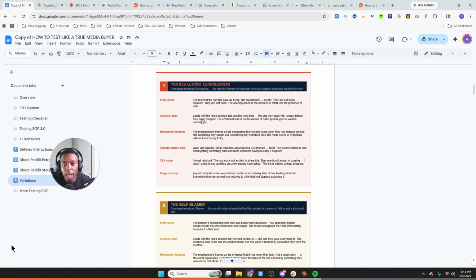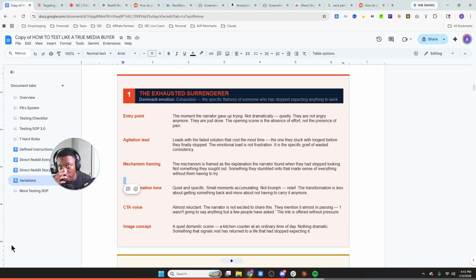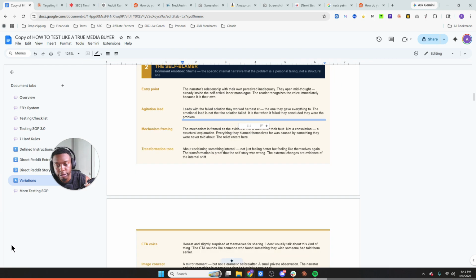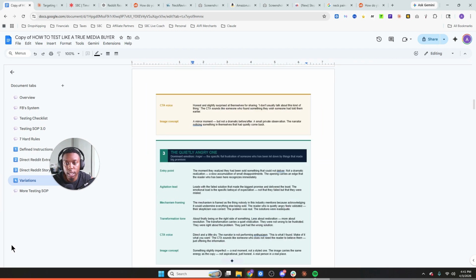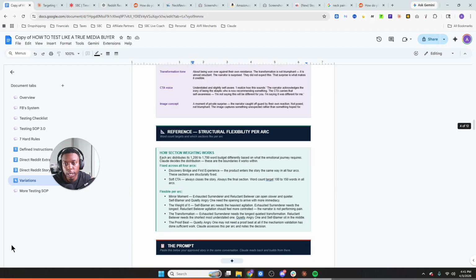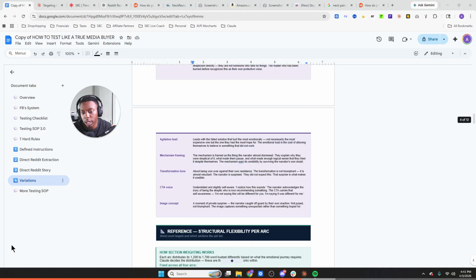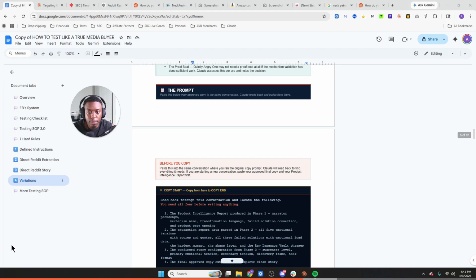And then there's going to be some clarification here. So if you're lost, what does an entry point mean, right? The moment the narrator gave up trying, not dramatically, quietly, they're not angry anymore, they're just done. The self-blamer, right? So this is going to explain the different arcs that we can test. The quiet angry one, the reluctant believer. So these are going to be the 4 different arcs it's going to create. And again, guys, these are just angles. I'm basically just saying the word angle. All it is is angles. That's how you need to understand it.